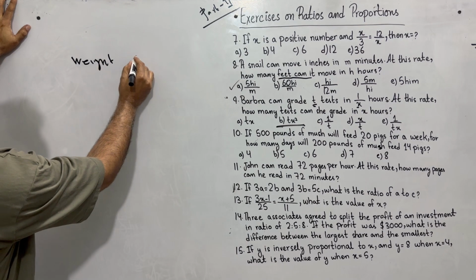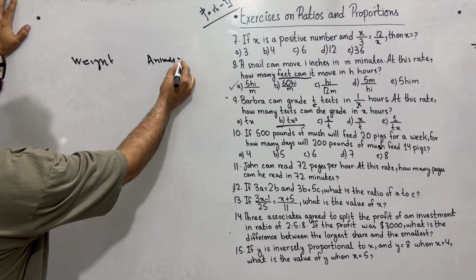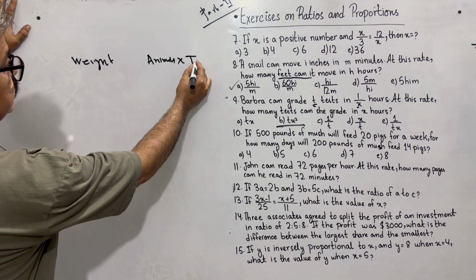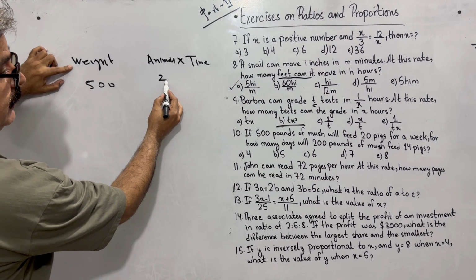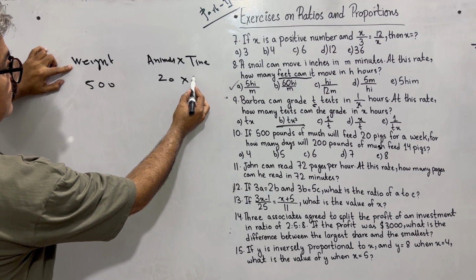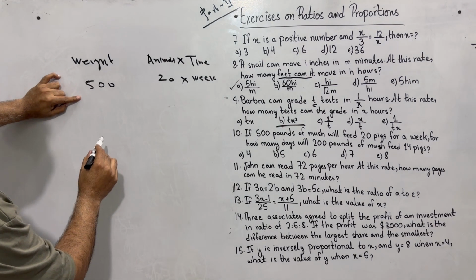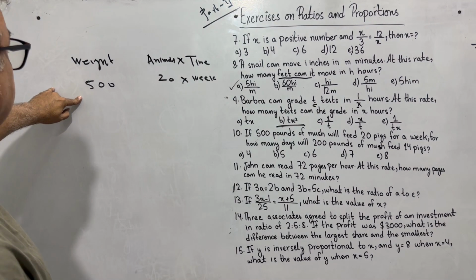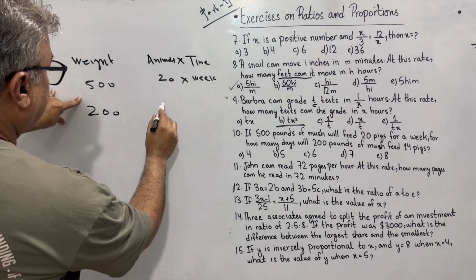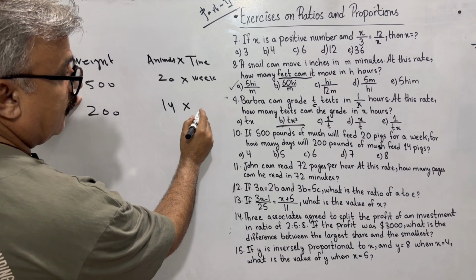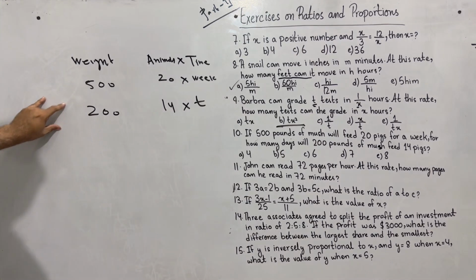There is weight in pounds, and we have the number of animals, the days, and the time. How many? 500 pounds, 20 pigs for a week. Then 200 pounds for 14 animals will last how long? Time. Let me write here T. T we have to find out.